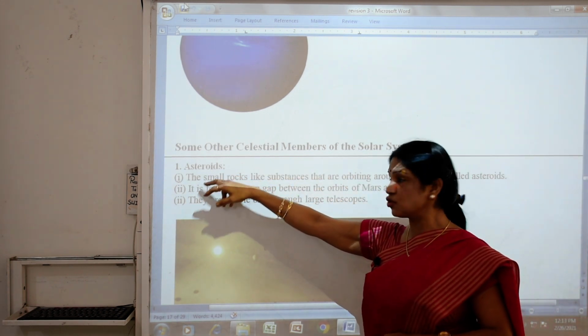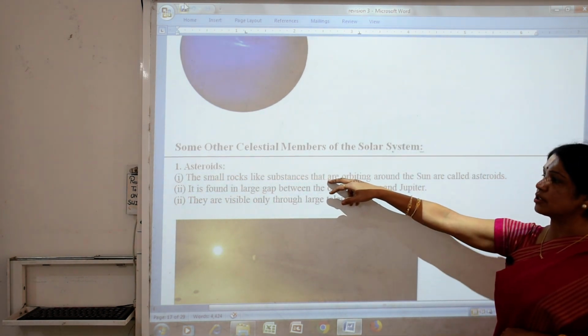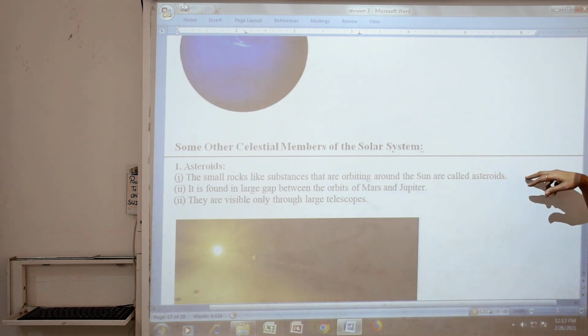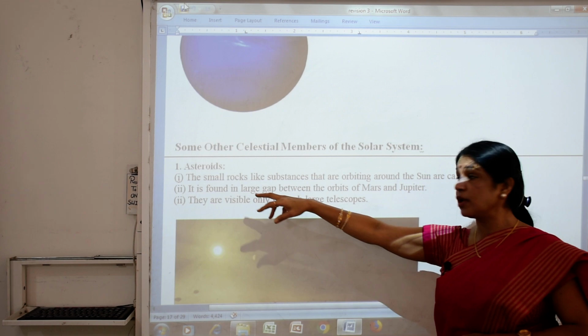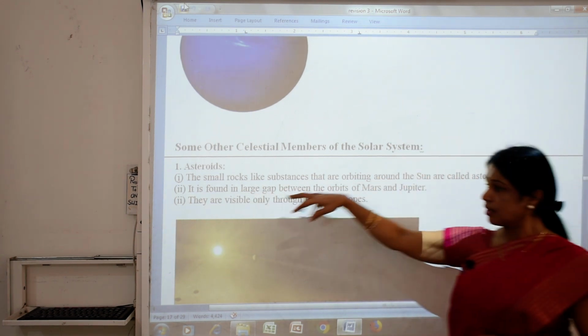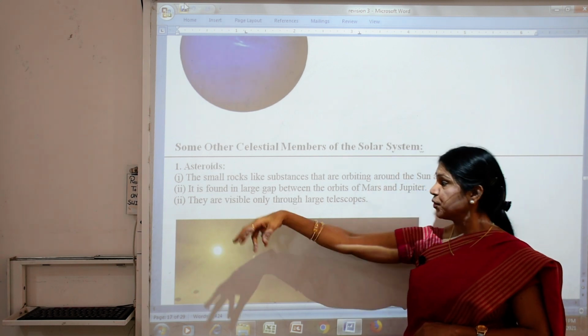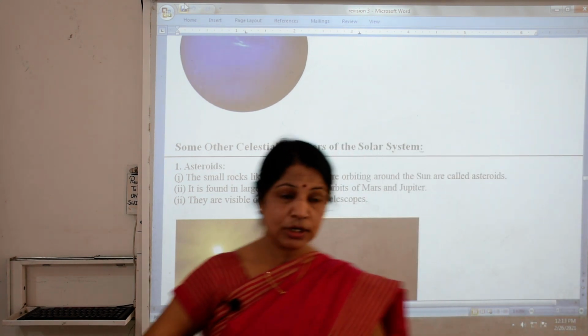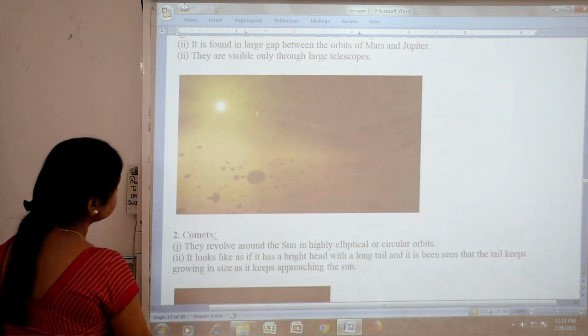Now some other celestial members of the solar system. That is the asteroid. The smallest rock-like substances that revolve around the sun are called asteroids. They are found in the large gap between the orbits of Mars and Jupiter. They are visible only through a large telescope.